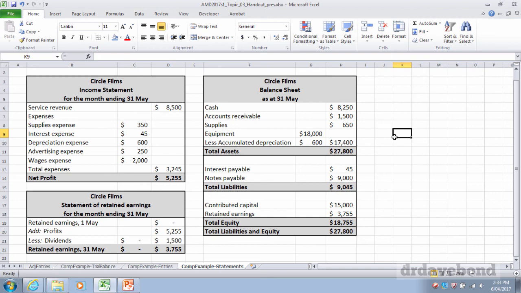Are they making profits? Are they able to earn revenues in excess of what their expenses are? In this case, they are. Their net profit is $5,255. That is a big one. That's what we're doing. The income statement is a performance measure. We want to know how this business is performing.